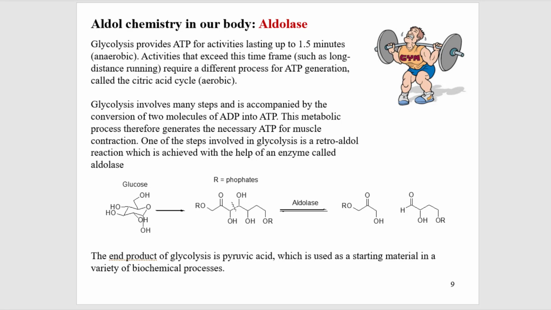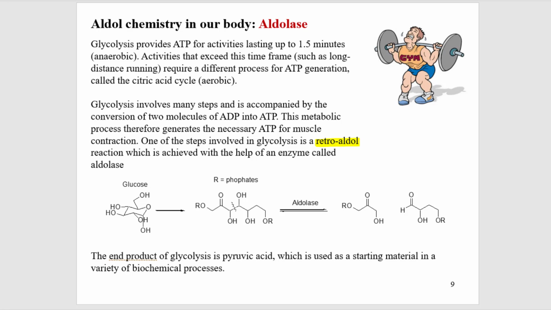For those of you taking a biochemistry course, glycolysis is a large part of a biochemistry curriculum, and it involves many steps that accompany the conversion of two molecules of ADP into ATP, right? And we need ATP for muscle contractions and other processes. So one of the steps involved in glycolysis is a retro-aldol reaction, which is like a backwards aldol reaction.